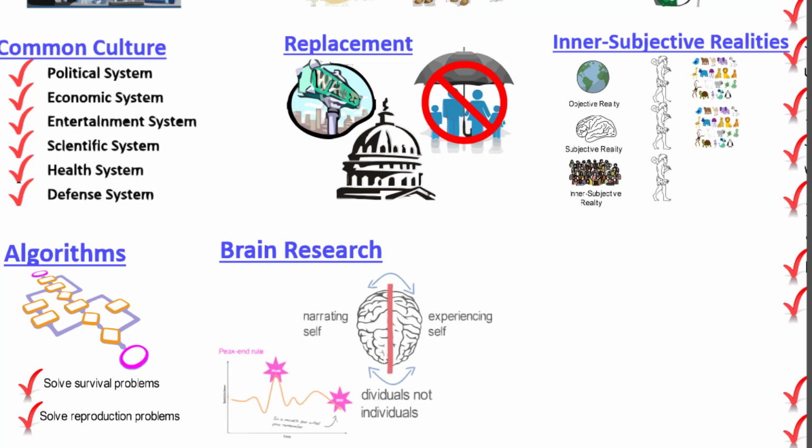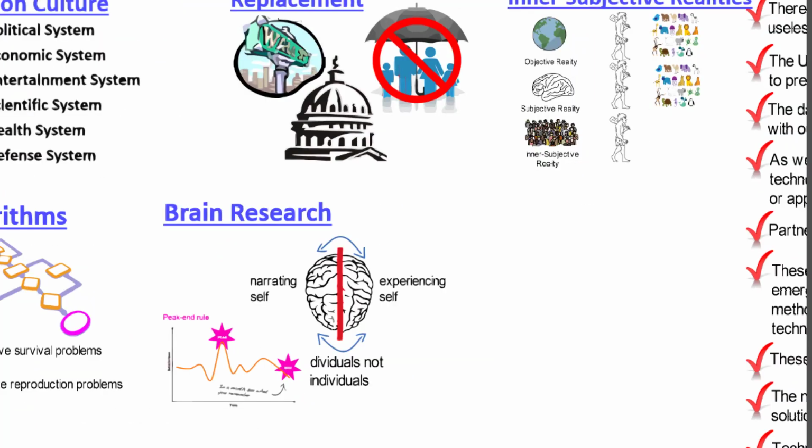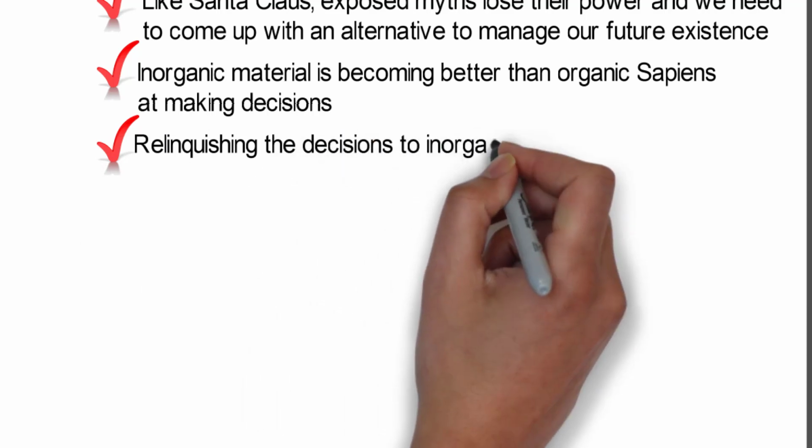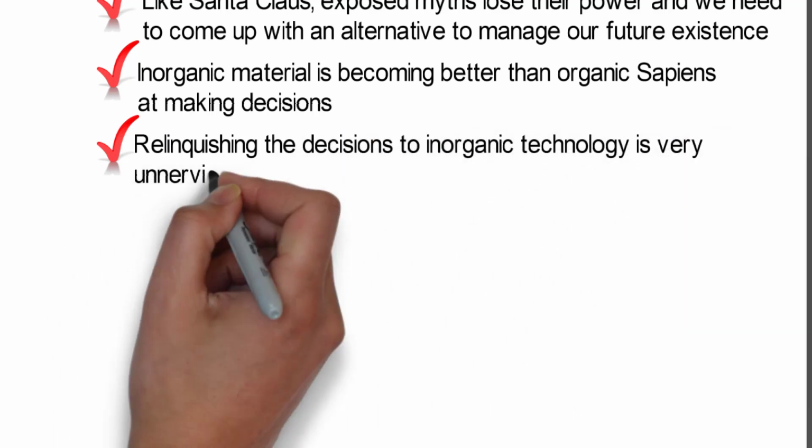Brain research: we are uncovering unusual facts about how we make decisions. And many of the facts are not in sync with how we have designed our worldview. All right, so the narrating self and the peak-end rule, these things are basically changing things for us. So now we have to relinquish the decisions.